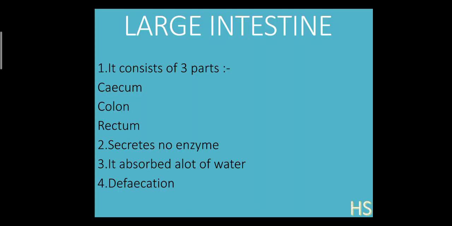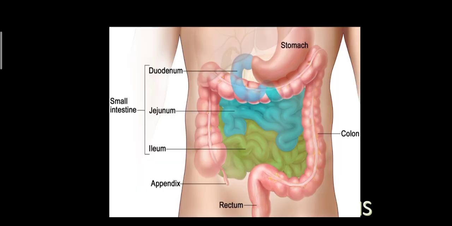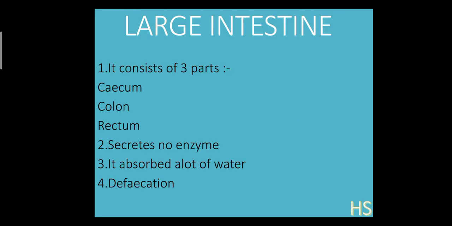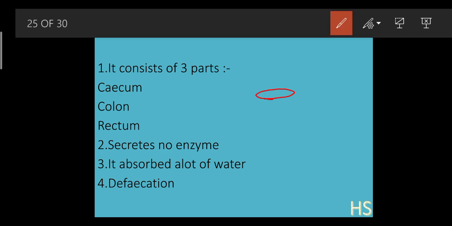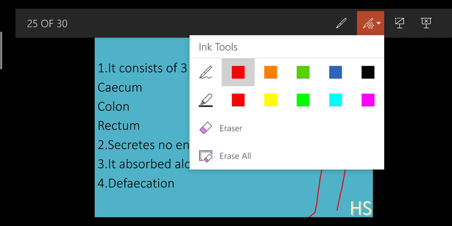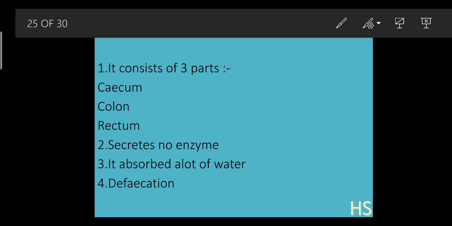The diameter of the large intestine is larger than the small intestine, and this is the diameter of the small intestine. Although the small intestine is long and the large intestine is short, due to the difference in the diameter, we have given them the names large and small. It consists of three parts, that is the cecum, colon, rectum.